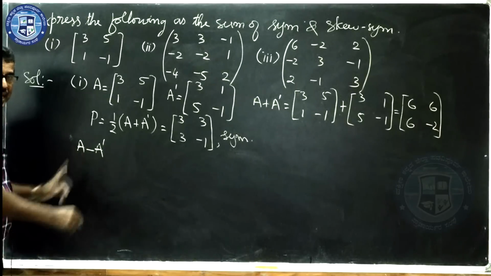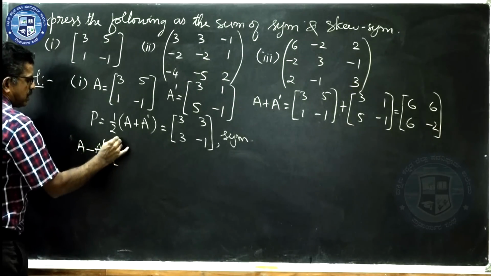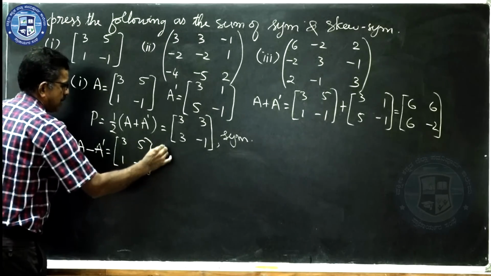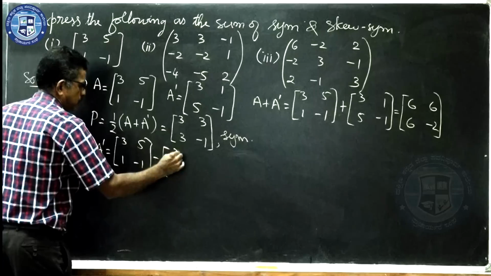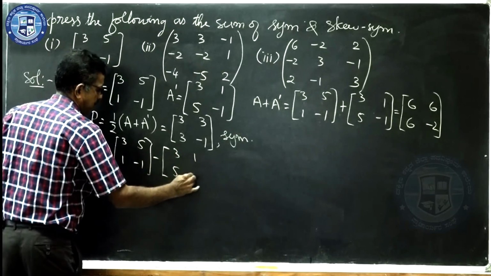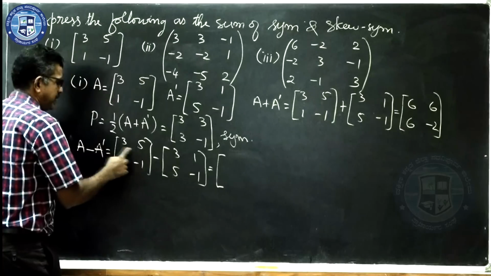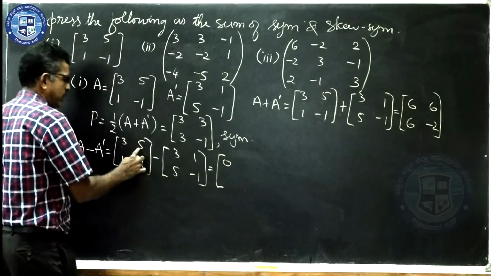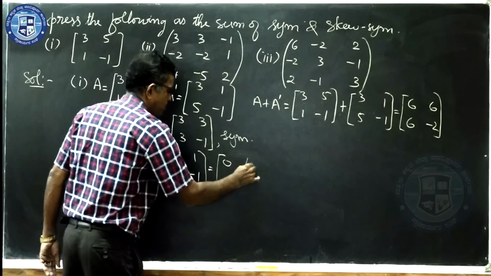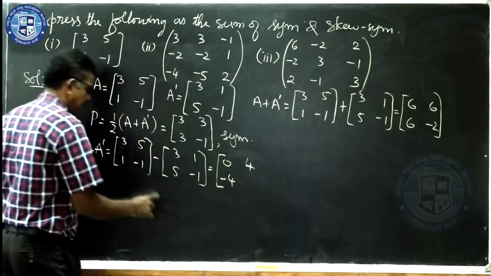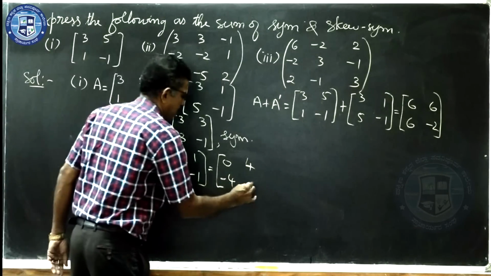What is A minus A dash? It is 3, 5, 1, minus 1, minus its transpose, 3, 1, 5, minus 1. So, what would be 3 minus 3? 0. What is 5 minus 1? It is 4. What is 1 minus 5? It is minus 4. And what is minus 1 plus 1? It is 0.